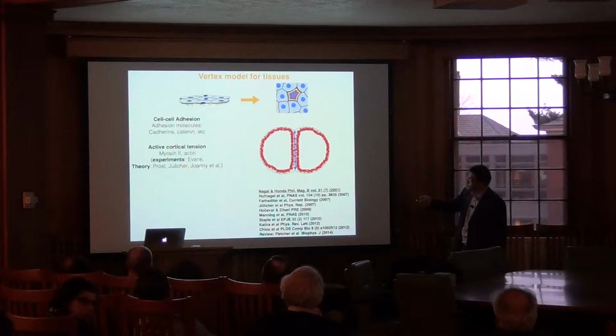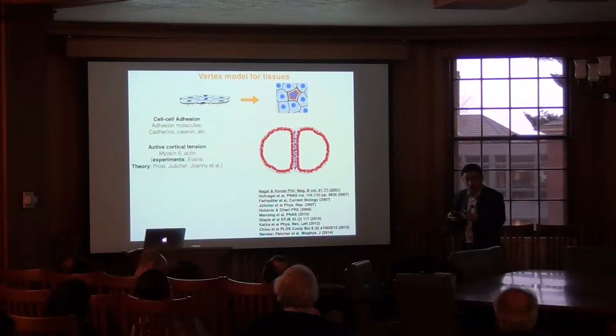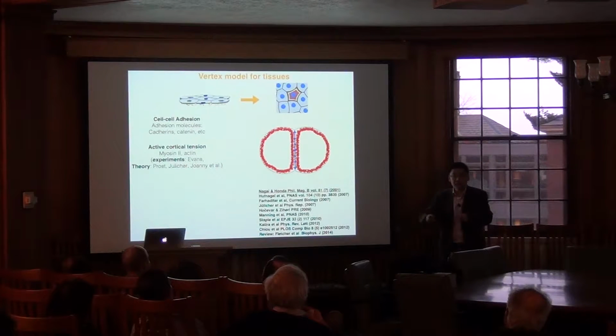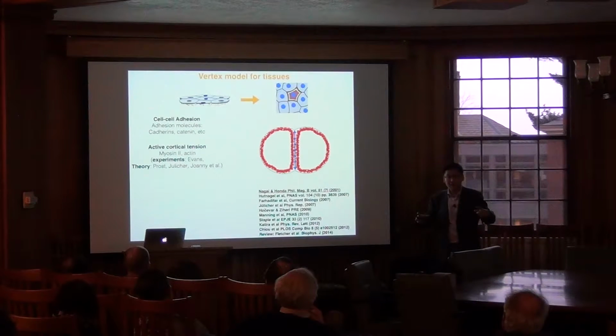So if you compare these two terms, essentially the contractility of the cortex gives you something like a tension effect, whereas the cell-cell adhesion counteracts that tension. So this will tend to shrink the cell, whereas this actually wants to grow the perimeter of the cell.